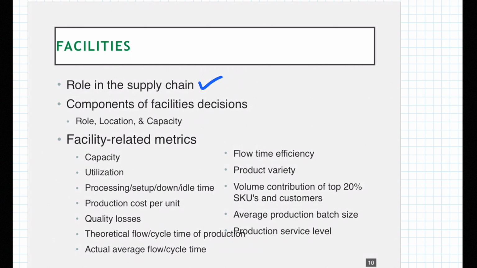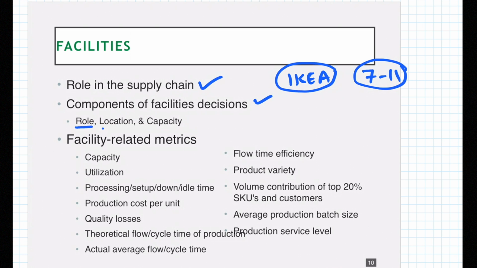So there is no one rule that can be applied to all businesses. Different businesses choose the roles of facilities in the way that helps them to be more profitable. For example, IKEA has few stores, but each of these stores is quite large. On the other hand, if you look at 7-Eleven Japan, each of these facilities may be much smaller compared to IKEA, but they are very large in number. So components of facility decisions include role, location, and capacity.